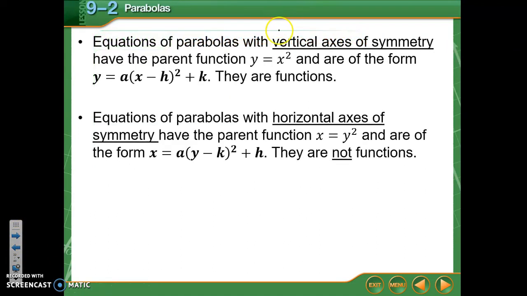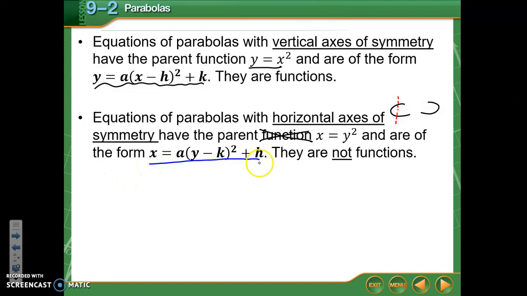Vertically opening parabolas, or parabolas with vertical axes of symmetry, have the parent function y equals x squared. And they look like this, right? These are the ones we're used to. I can also have equations of parabolas that have horizontal axes of symmetry. They have the parent equation, x equals y squared. So notice if it opens left or right, the y is squared and the x is by itself. These are not functions because if I draw a vertical line, it'll cross it twice. So they're just equations.